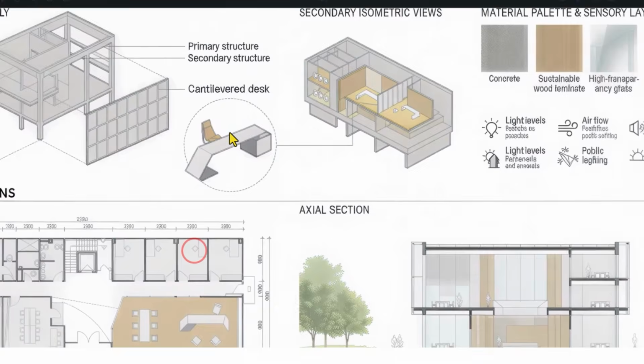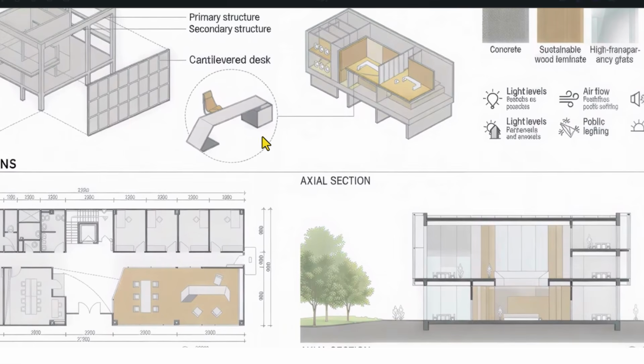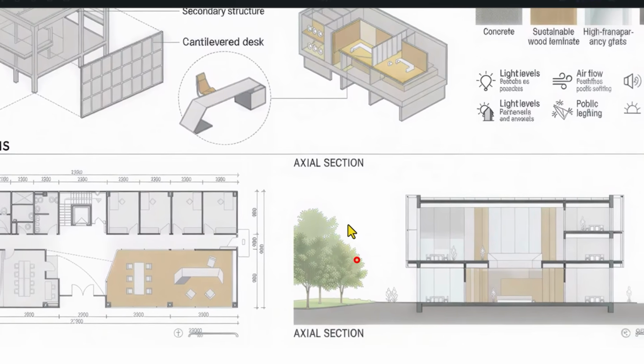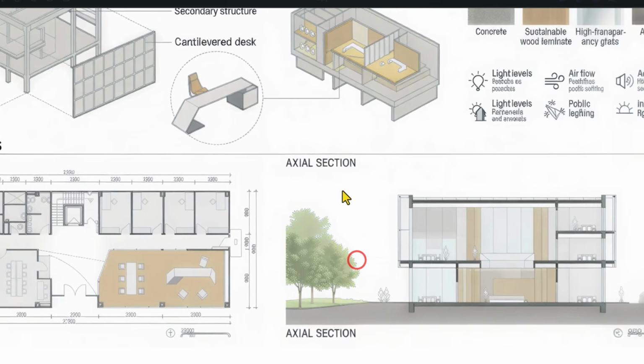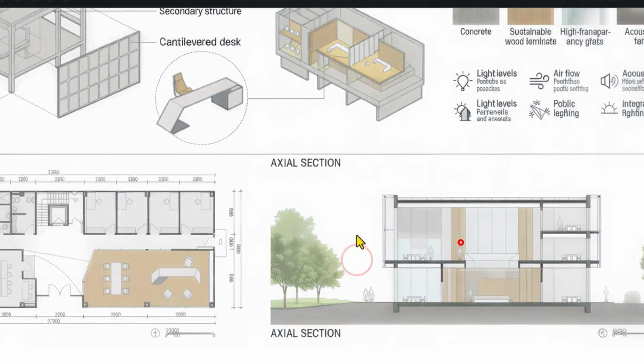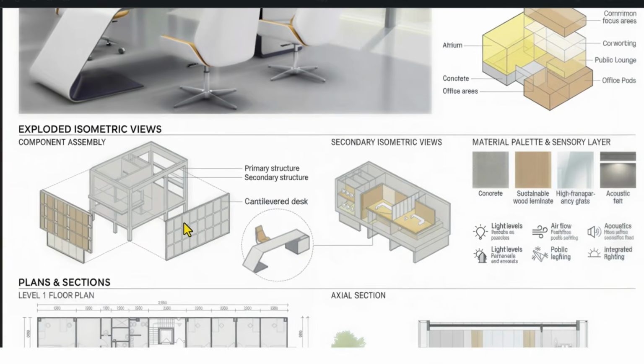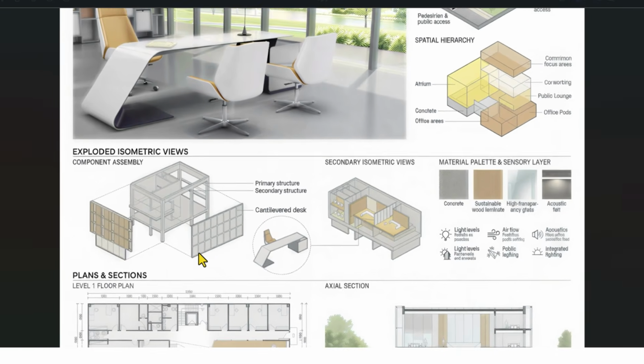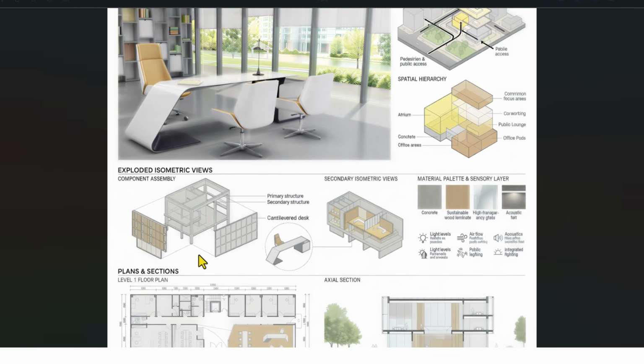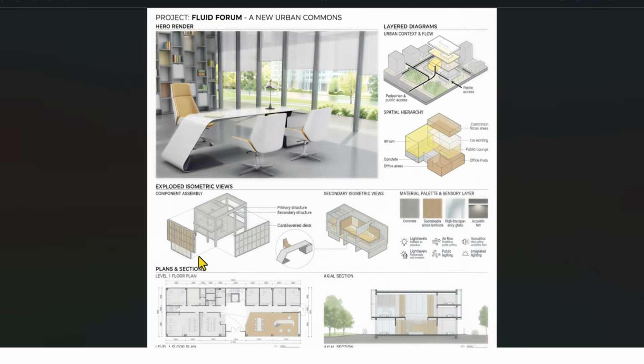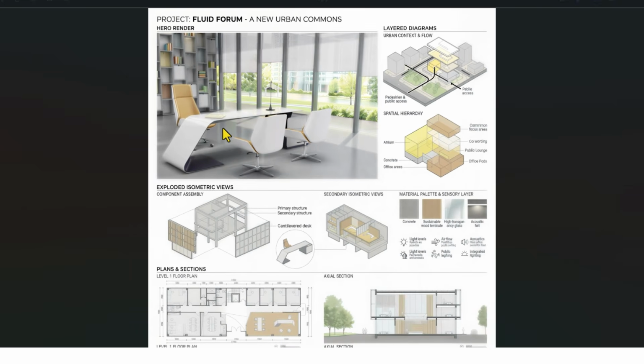At the bottom, the floor plans and axial sections give a technical understanding of the interior layout, circulation, proportions, and spatial relationships. Overall, this poster turns a normal office render into a clear, informative, and professional architectural board that architects can use for concept presentations, portfolio projects, client meetings, or design storytelling.